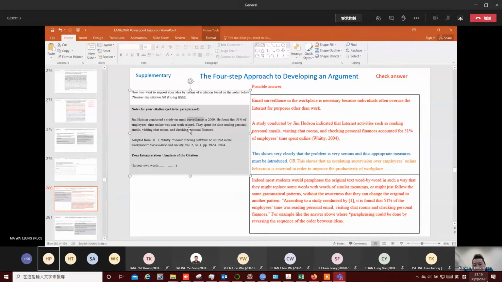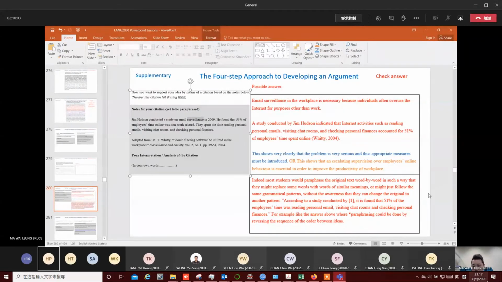Now, the most important part, my step 4, my interpretation of this paraphrase. It means that I have to explore it for my own use to support my claim. This means this research shows very clearly that the problem is very serious. Therefore, appropriate measures must be introduced. Or this shows that an escalating supervision of employees' online behavior is essential in order to improve the productivity of the workplace. Right? I'm not saying only we need stronger supervision, just like what the topic sentence mentioned. I add something further in order to increase the productivity. So this is my interpretation of a citation. This means this research shows that we need to do that.